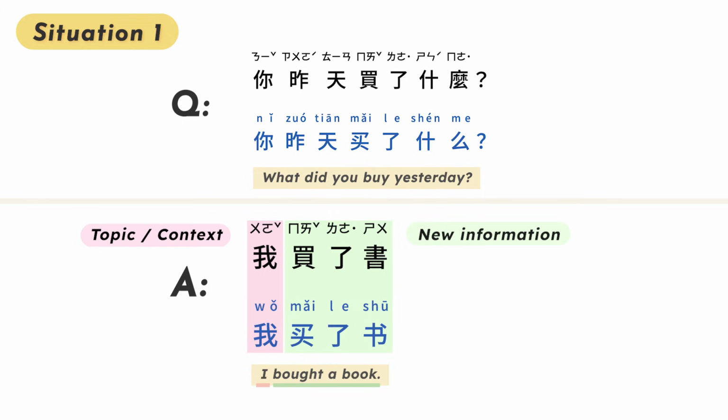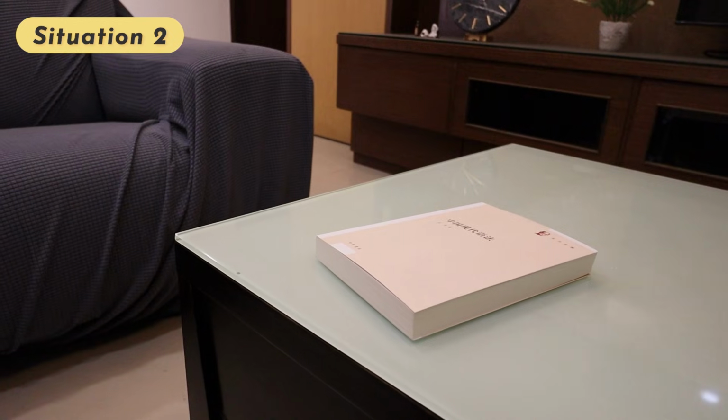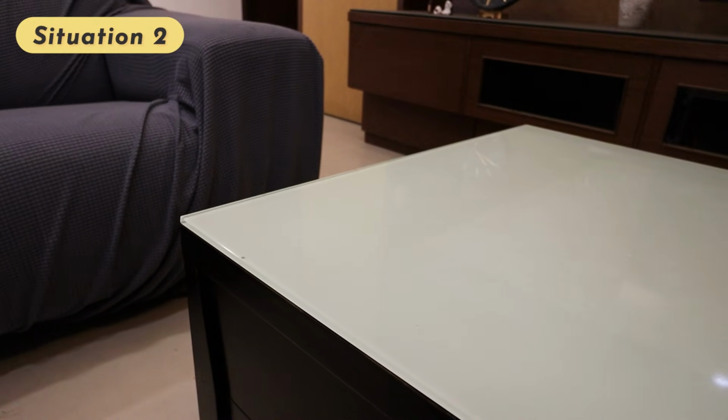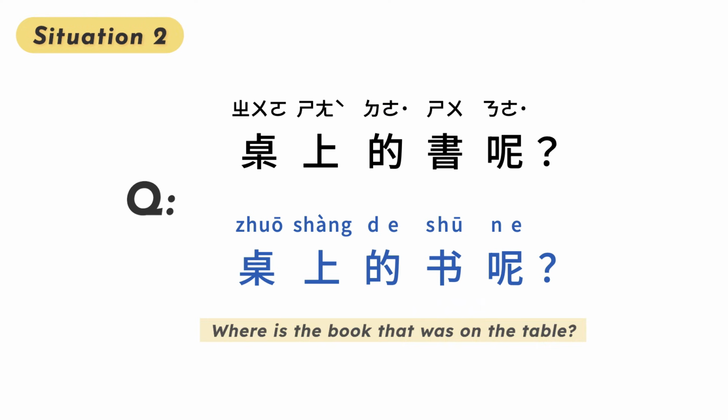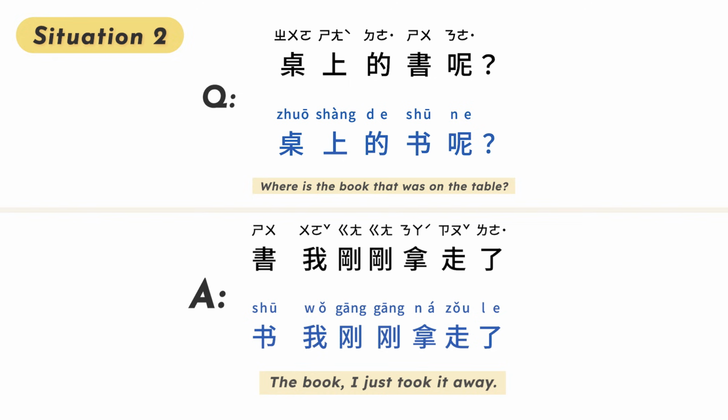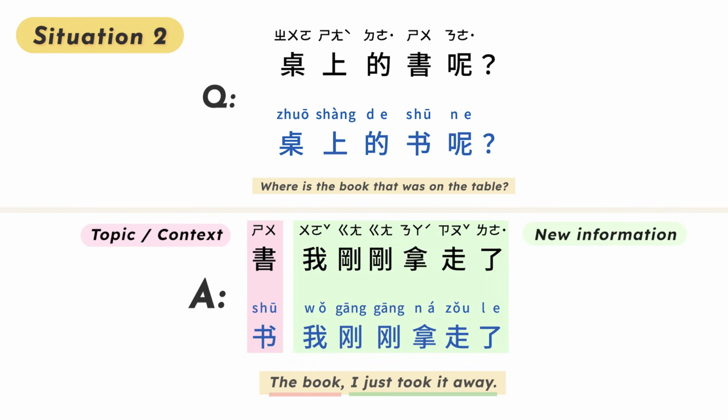Now let's see another situation. If there was a book on the table and now it's gone, I want to know where it is, so I ask you, 桌上的书呢？Where is the book that was on the table? In this case, because 书 is the topic of our conversation, you can mention it first and then provide me with some new information. 书我刚刚拿走了。The book, I just took it away.